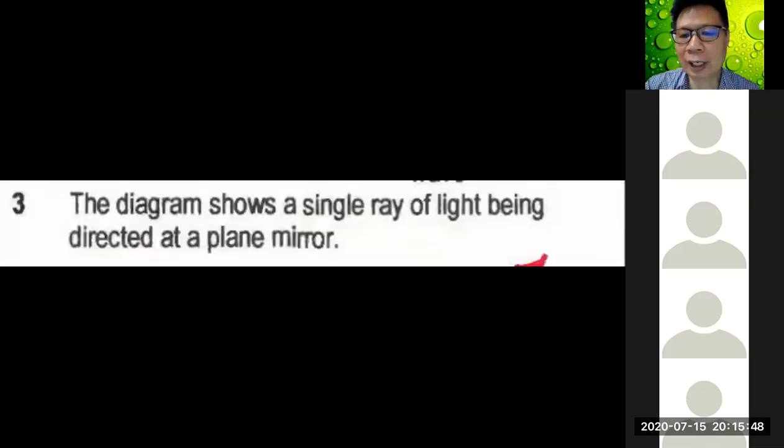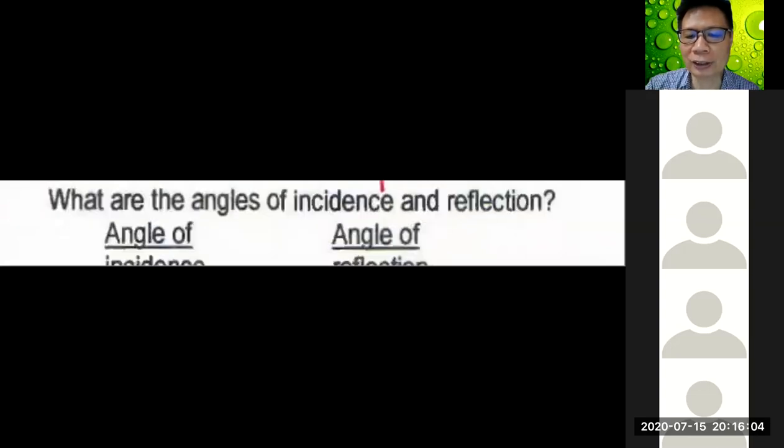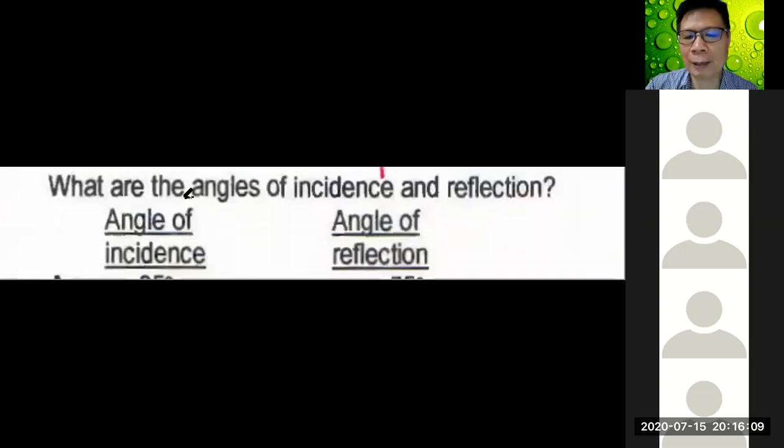The diagram shows a single ray of light being directed at the mirror. You see the diagram, I do not want to show the answer first. Now the question: what are the angle of incidence and the angle of reflection? I believe some of you will surely make a mistake, by looking at the diagram, on how to find the angle of incidence and how to find the angle of reflection. Try first. Later when I call your name you give me the answer. So what is the angle of incidence? What is the angle of reflection? Do it now, okay?